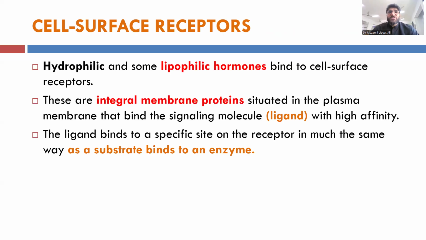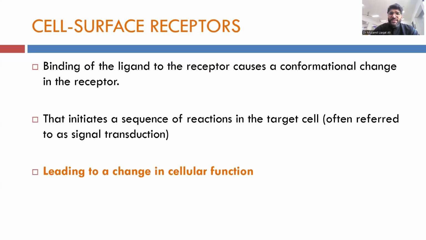Next is the cell surface receptors. Let's talk about cell surface receptors. Hydrophilic ligands bind to the membrane receptors, causing a conformational change that initiates signal transduction. We recognize three major classes. The very first one is the enzyme linked. For example, the insulin receptor with the tyrosine kinase activity.